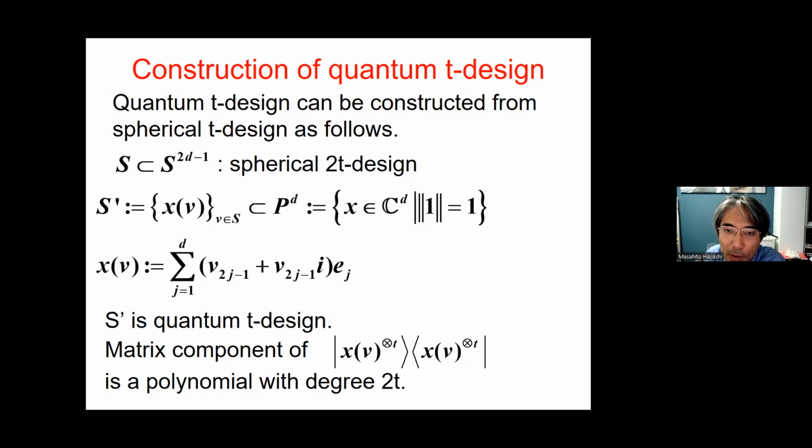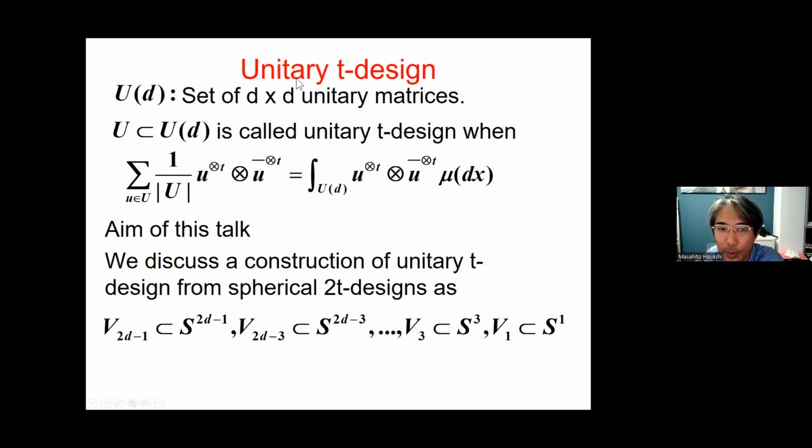But in the case of unitary, we have a more complicated problem. So we consider U(d). U(d) is the set of d times d unitary matrices. And we consider a subset, and we consider its average on this uniform distribution. So you consider the tensor power and complex conjugate. And that average equals the average under the Haar measure on the unitary matrices. So we want to construct a good unitary T design from the spherical 2T design in this way.